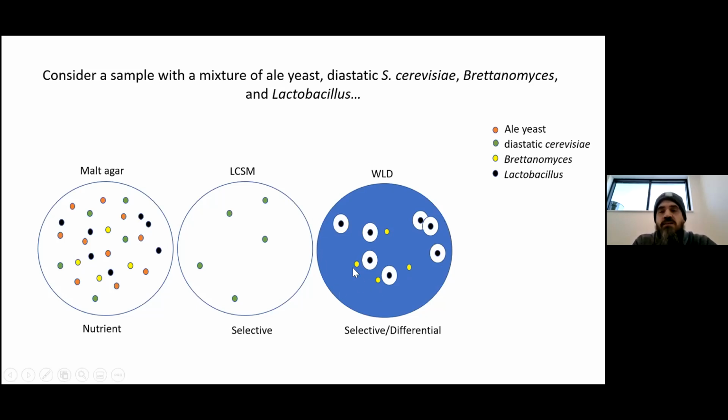Brettanomyces will also grow on this type of media because it also functions as a nutrient medium, and it grows because it's resistant to cycloheximide. In this case, diastatic cerevisiae is not going to grow because it is not resistant to cycloheximide. Ale yeast is not going to grow because it's not resistant to cycloheximide, but both Brettanomyces and Lactobacillus are. So that's the selective aspect of it. The differential aspect is that colonies of acid-producing bacteria get this ring of clearing around them from the drop in pH. So this is the concept behind these various types of media.